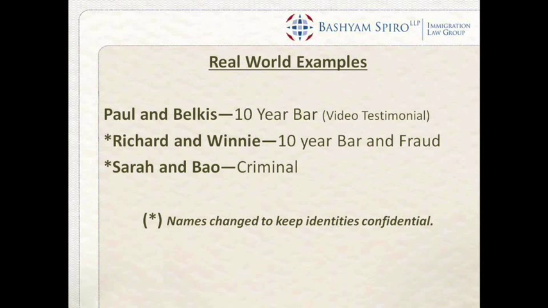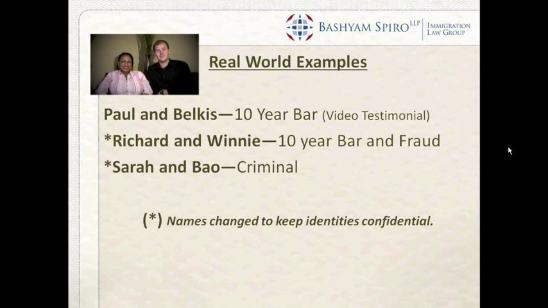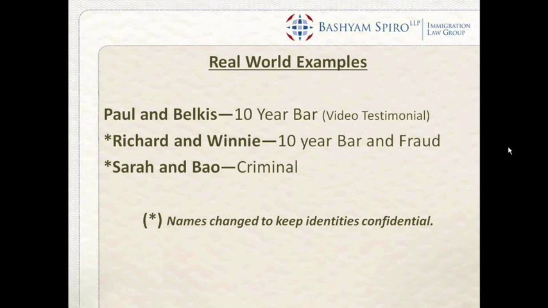Yes, we do. So the first example is Paul and Belkis. These are clients of ours who just finished a video testimonial. But the situation in this case, Belkis is from Honduras. And when she was a kid, her mother really wanted her to come to the U.S. and made all the arrangements, but Belkis entered the country illegally. So Belkis was here illegally. She then turned 18, and she began accumulating what's called unlawful presence. So after her 19th birthday, and she had a year of unlawful presence, then if she were to leave the United States, she would trigger a 10-year bar to reentry.